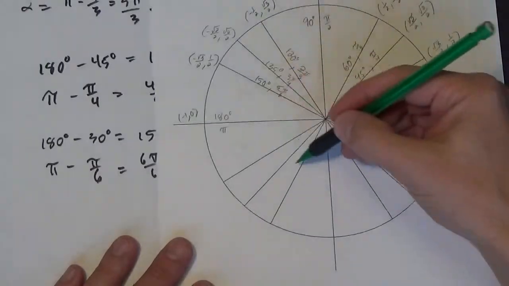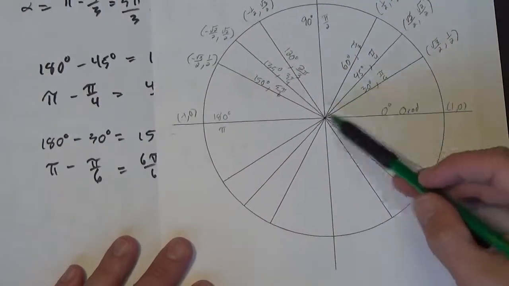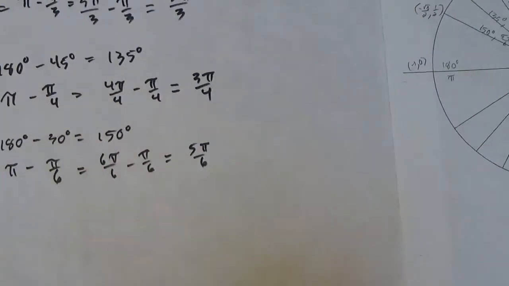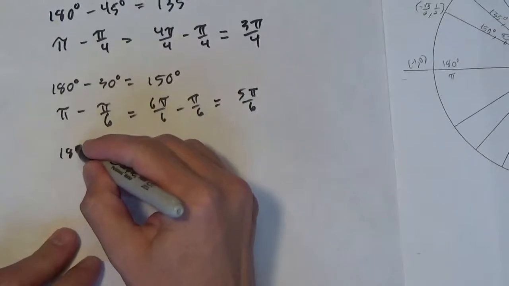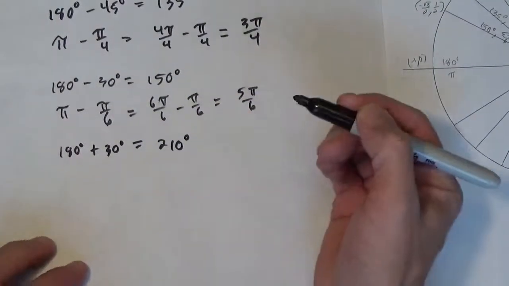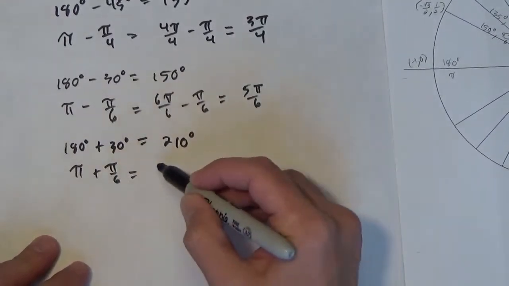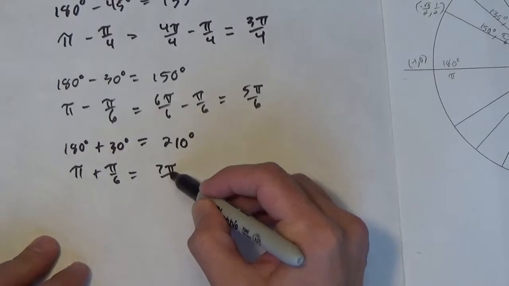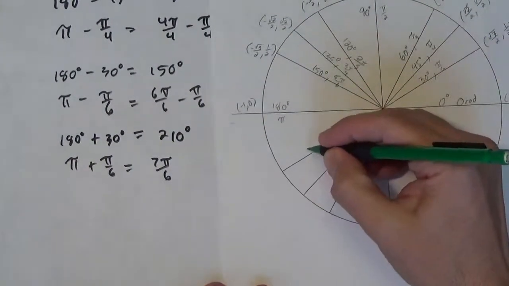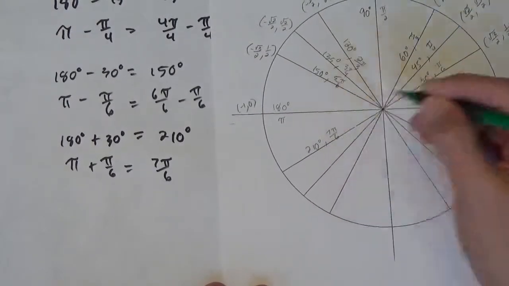Okay, let's continue through. So in this case, our reference angle for this one is going to be the 30 degrees, but instead of 180 minus 30, it's going to be 180 plus 30. So we have 180 degrees plus 30 degrees is 210 degrees. And pi plus pi over 6 is 7 pi over 6. So this here is going to be 210 degrees, 7 pi over 6.